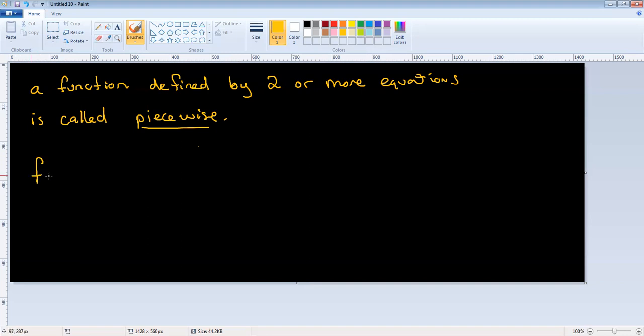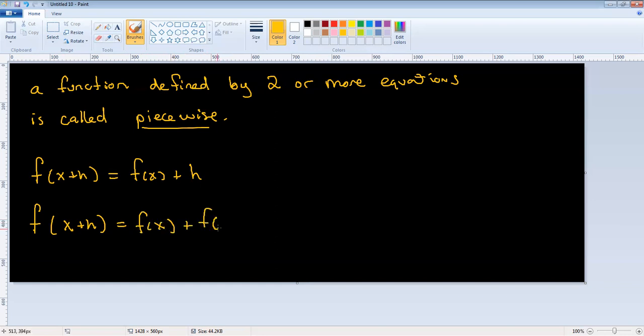Also, let's look here. We have x plus h. This is going to be f of x plus h, and this is going to be f of x plus f of h. We're trying to see if these are true or false. This one is going to be false, and this one is going to be false. So you cannot distribute the function amongst these things.